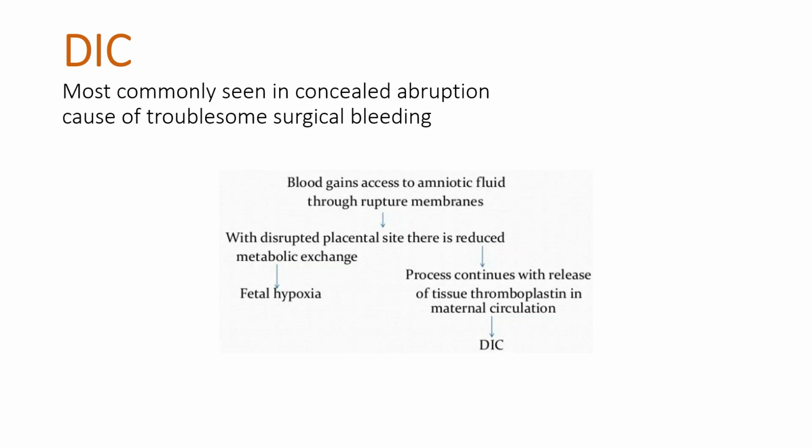Now the next complication is DIC. It is more commonly seen in concealed abruption because of the high pressure. There is ongoing blood loss, and tissue thromboplastin is released because of that. That leads to DIC, which further causes troublesome surgical bleeding because of the impaired coagulation.